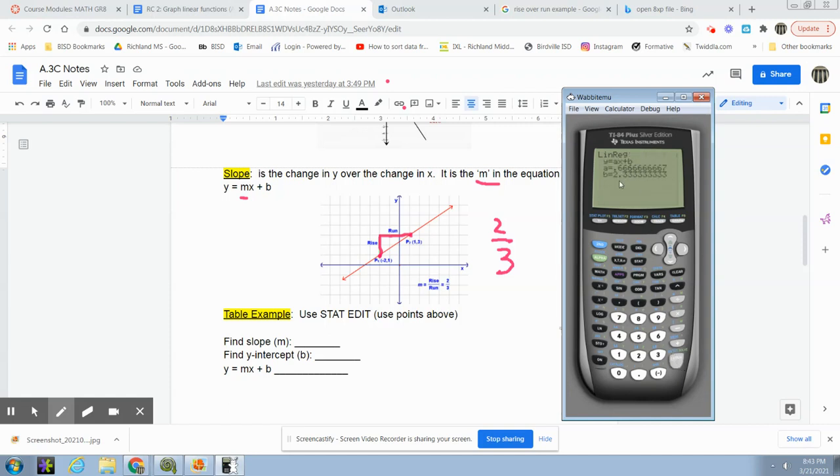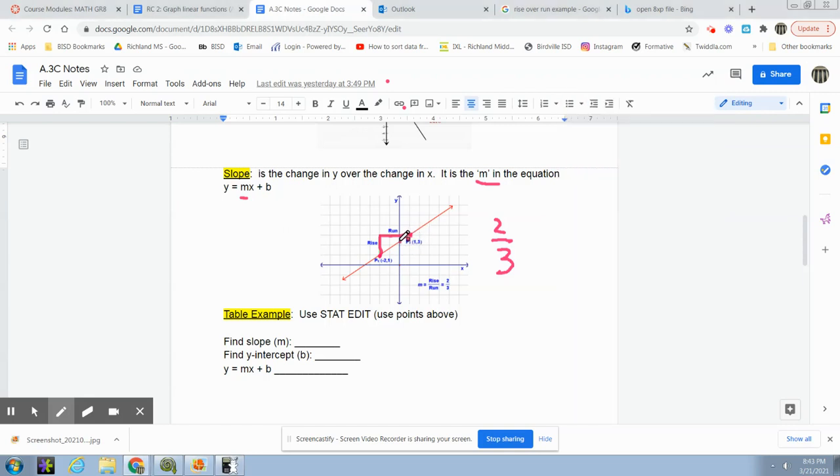enter, and we know that our slope is 0.66. And we can see here we got 2/3. And we can also see the y-intercept is 2.33. And I can see that that is crossing at about 2.33. And let's see what that is there.